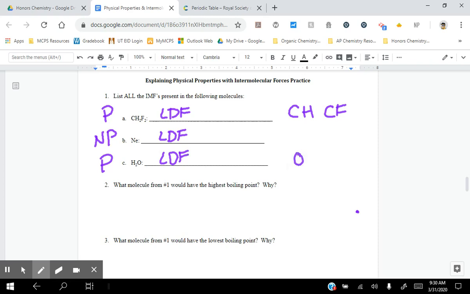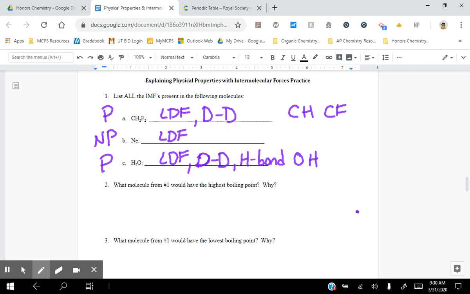If I compare the bond types, CF is polar and OH is also polar. But the OH bond, we know, allows us to experience hydrogen bonding. So not only do we have dipole-dipole for my polar water molecule, I also get H bonding. When I look at my polar CH2F2, I get dipole-dipole only.